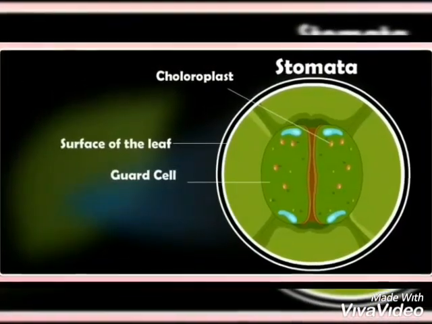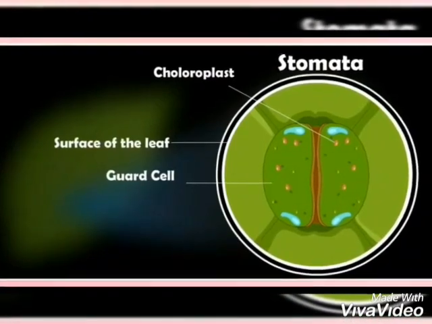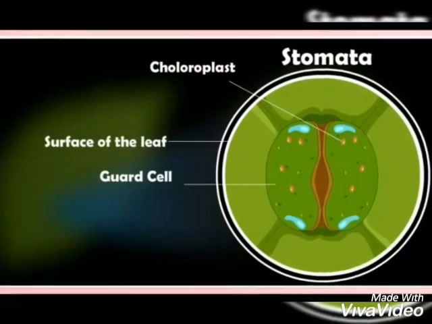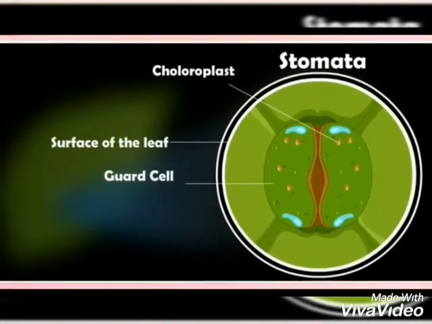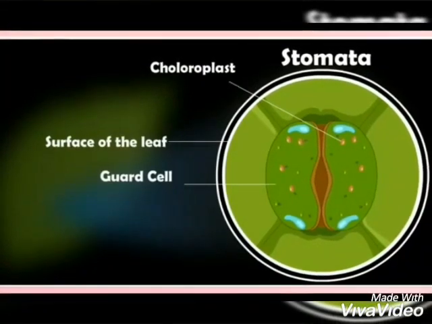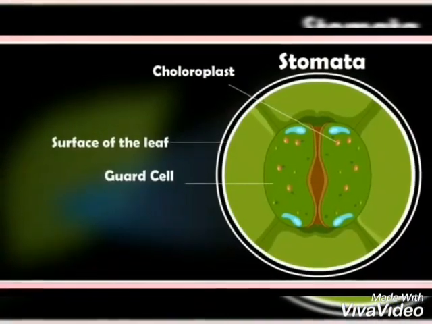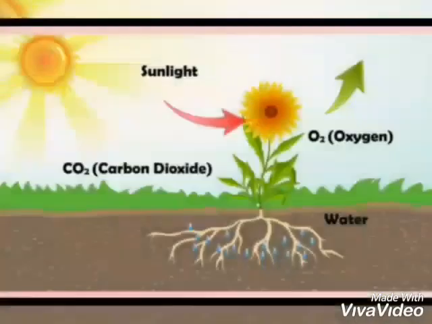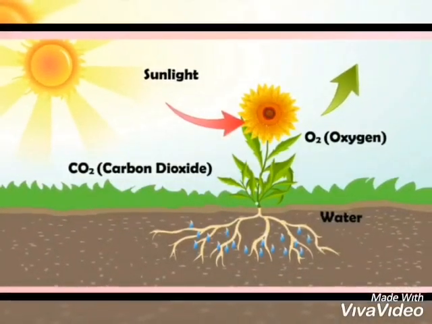See the structure of stoma. It has guard cells. These guard cells help to close and open the stoma. When there is enough light and water, the guard cells swell up and curve away from each other. This causes the opening of the stoma. This allows carbon dioxide to enter the cells of the leaves.